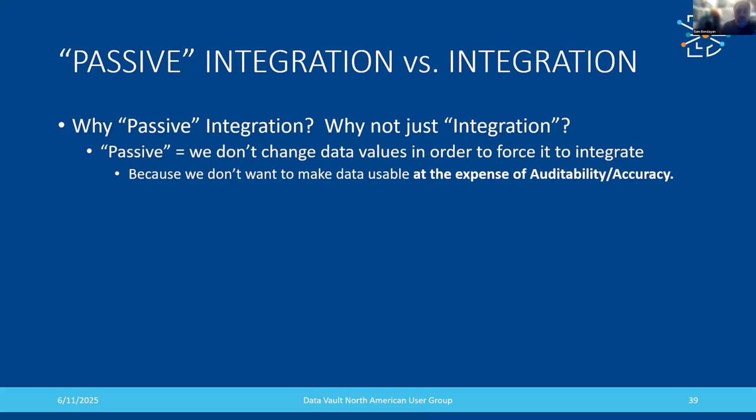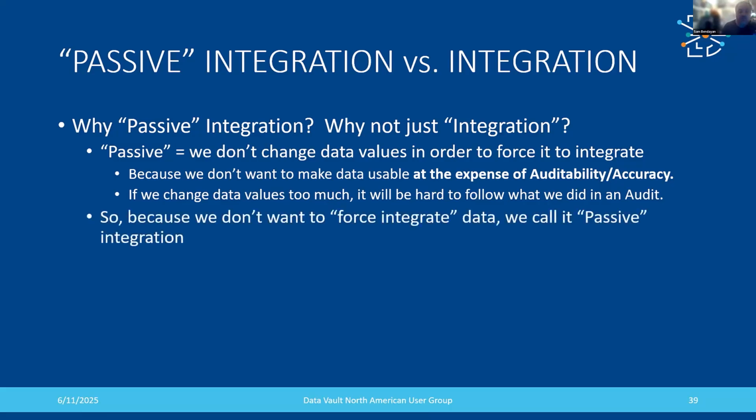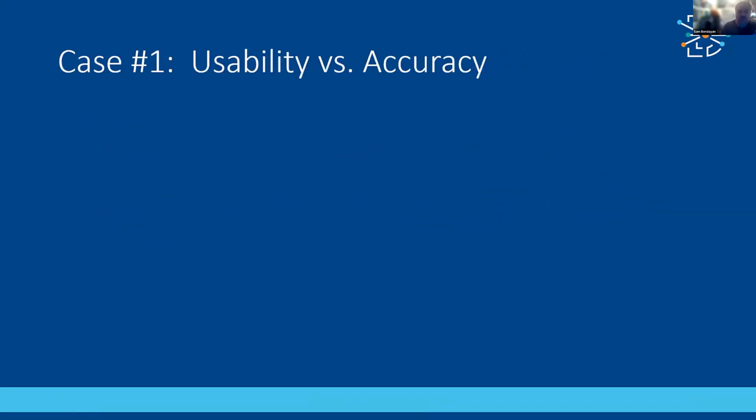Don't be too aggressive with the integration, because you will have to apply different rules to change this data. And now you're applying rules in the raw vault, rules that you came up with, so they don't come from the data source, and you're violating the data vault standard. So it's called passive because we don't want to force integrate the data. We just want to integrate it if it naturally fits. Now let's look at some specific cases.